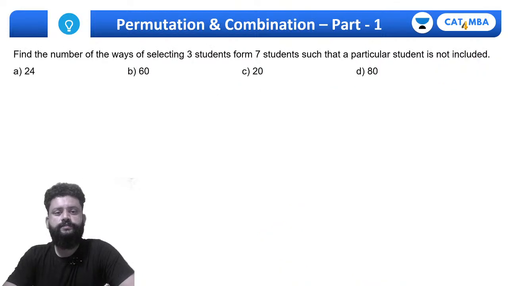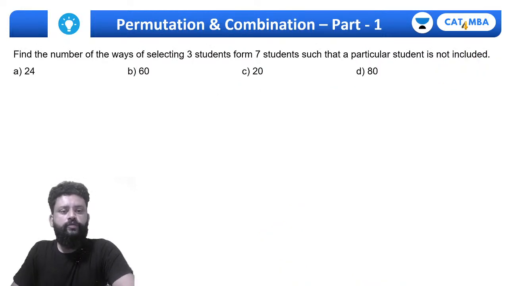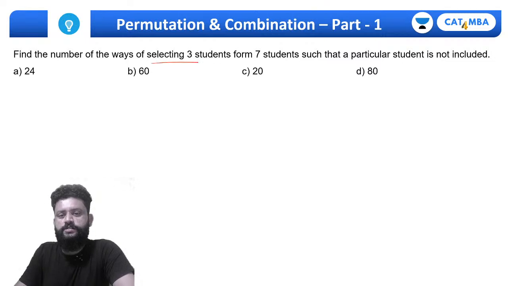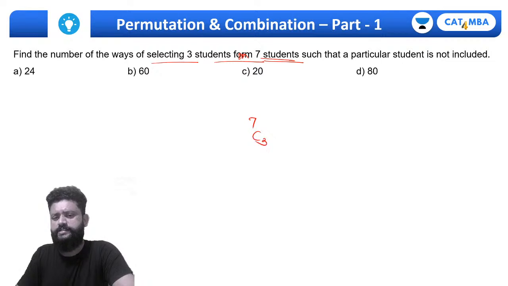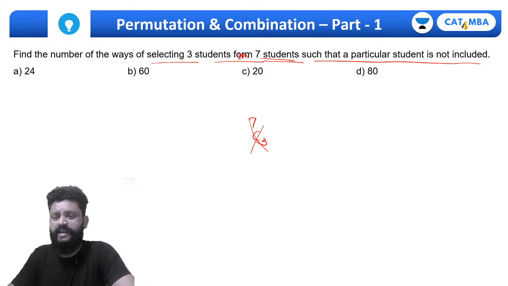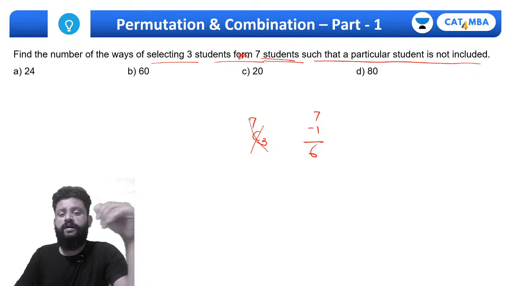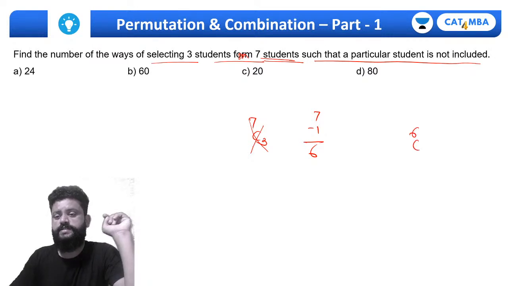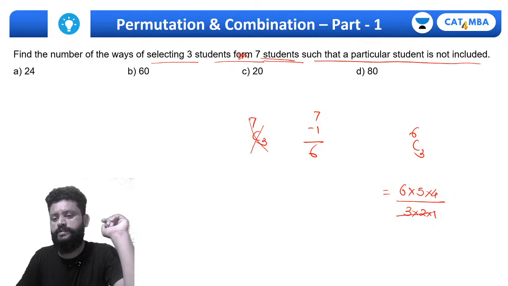Let's move to the next question. Find the number of ways of selecting 3 students from 7 students such that a particular student is not included. So normally अगर मुझे 7 में से 3 students select करने हैं, it is 7C3, but such that a particular student is not included, so ये तो नहीं चलेगा. एक student नहीं लेना है, means 7 में से एक छोड़ दो. 7 minus 1, we have just 6 students to select 3 students out of 6, so answer should be 6C3. So it has to be 6 into 5 into 4 upon 3 into 2 into 1 comes out to be 20.